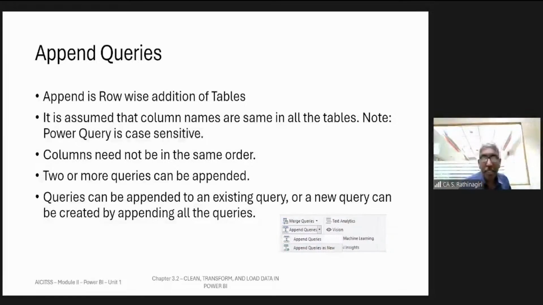So when you are appending the queries, there are 2 aspects: append a query, and append the queries as new. Suppose I am having table 1, table 2, table 3. I want to append table 1 and table 2 to table 3, then I can select table 3 and append queries. But if I need to keep table 1, table 2, table 3 and create a new query called table 4, then we can use append queries as new. So I hope it is very much understandable.